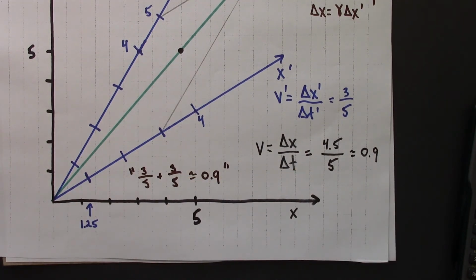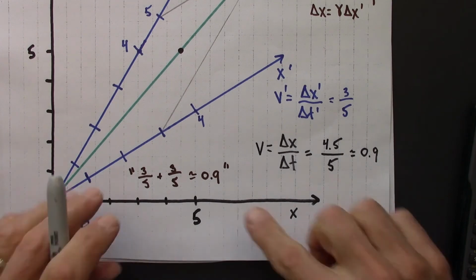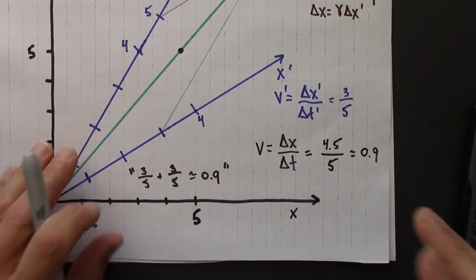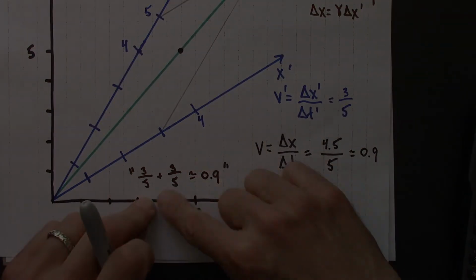Okay, so in the next video, we'll derive the velocity transformation formula, so we can just plug into a formula and get more exact results. But before that, there's a quiz that will give you practice reading slopes of lines in multiple reference frames.